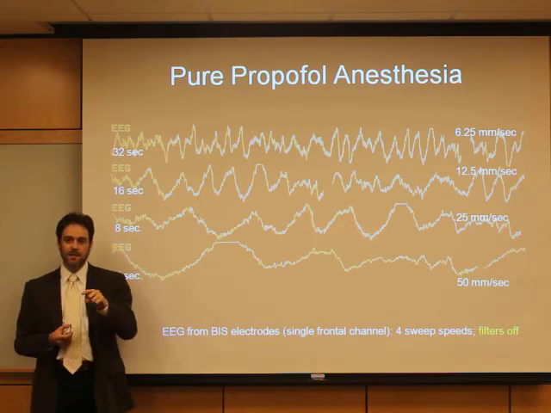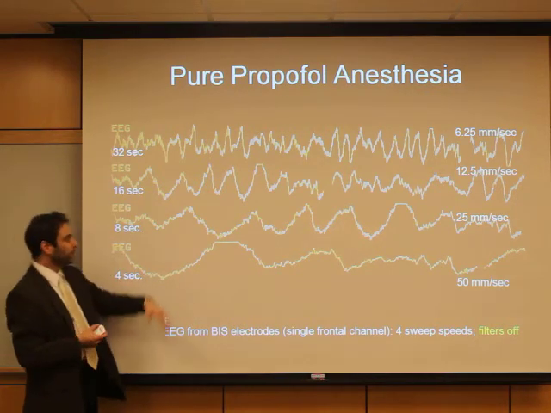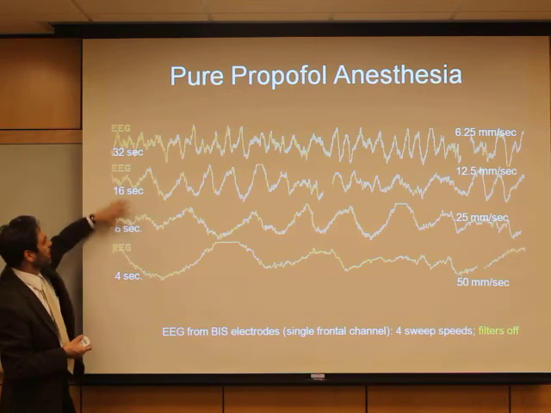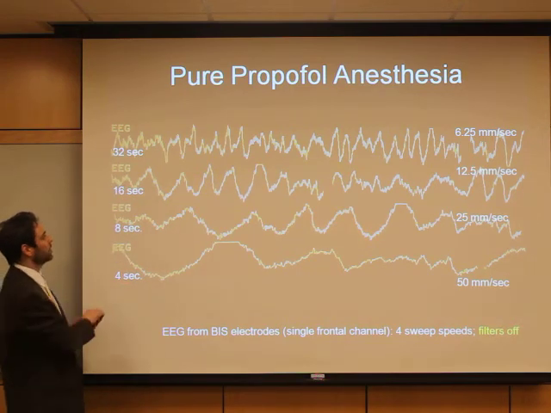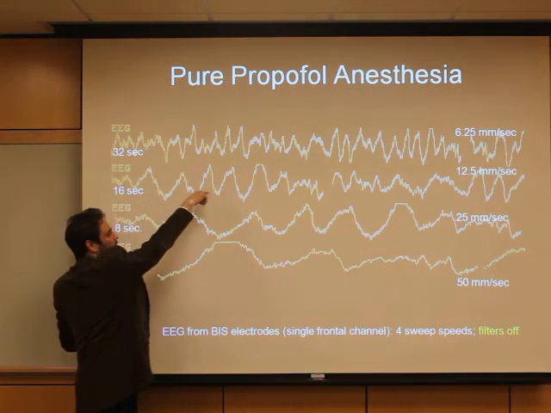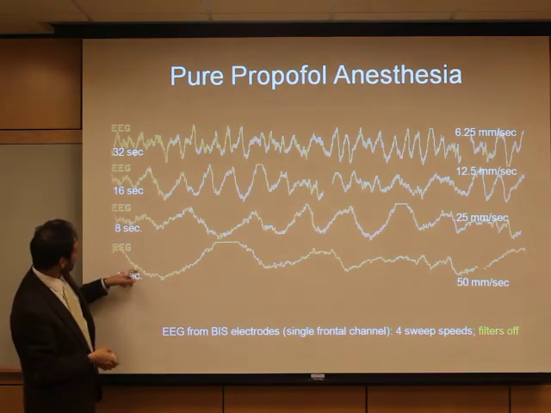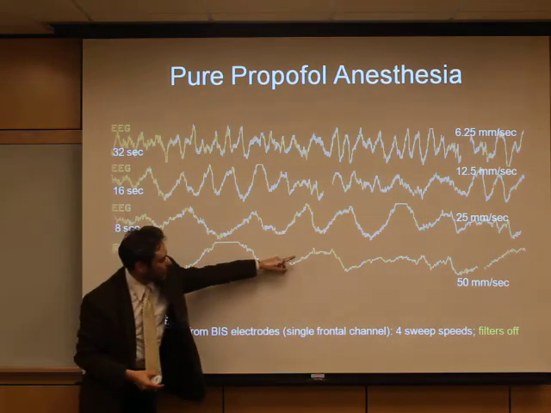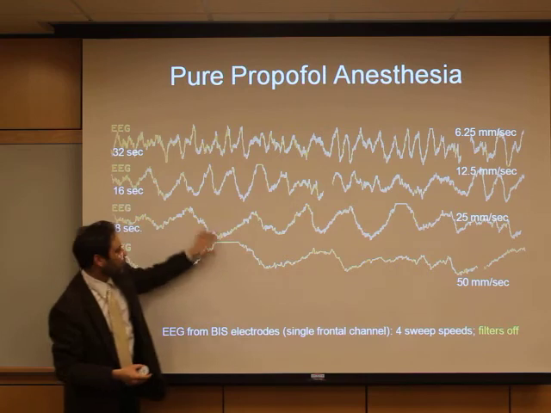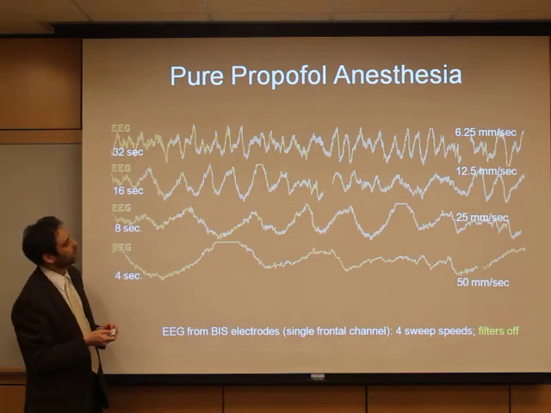And this is an example of a delta spindle pattern with pure propofol anesthesia. This is one single EEG channel at 4 different sweep speeds. And I think at these 2 sweep speeds you can nicely see that slow delta pattern. And maybe at the fastest sweep speed you can appreciate the spindles riding on those slow delta waves.